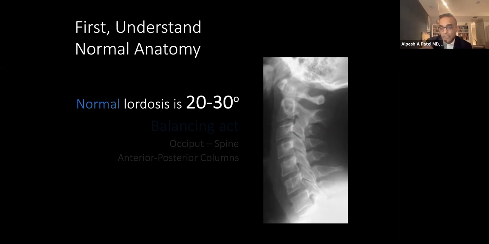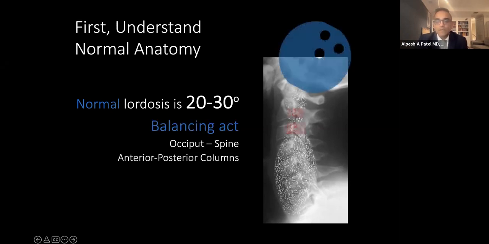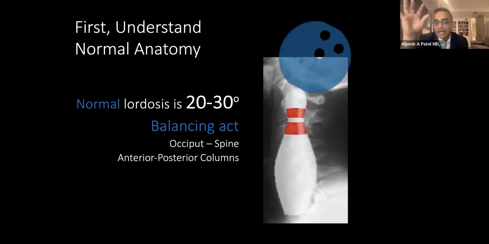Understanding as we dig in, there's a lot of nuance to this, and not everybody is going to have the same amount of cervical lordosis. There are some global factors that drive this, but in general, we want to see a relatively lordotic spine. And we have to remember it's a balancing act between the skull and the cervical spine.